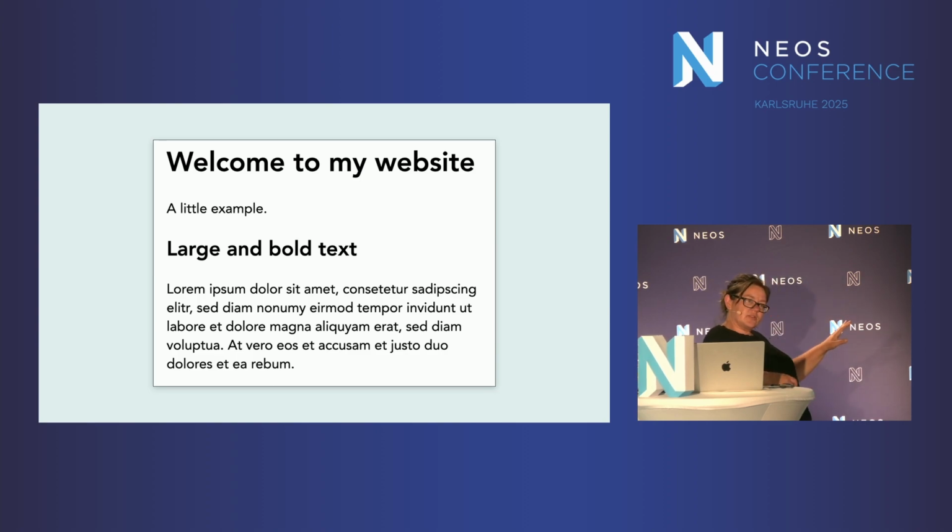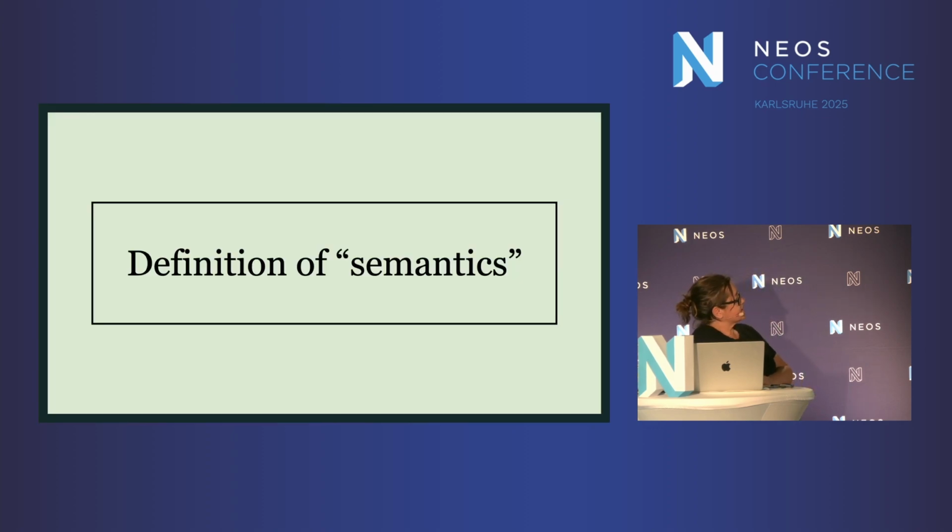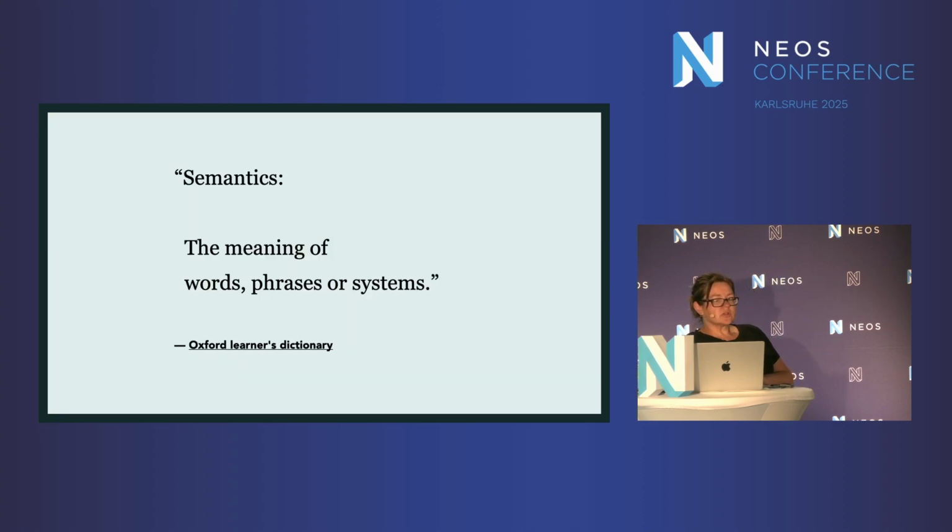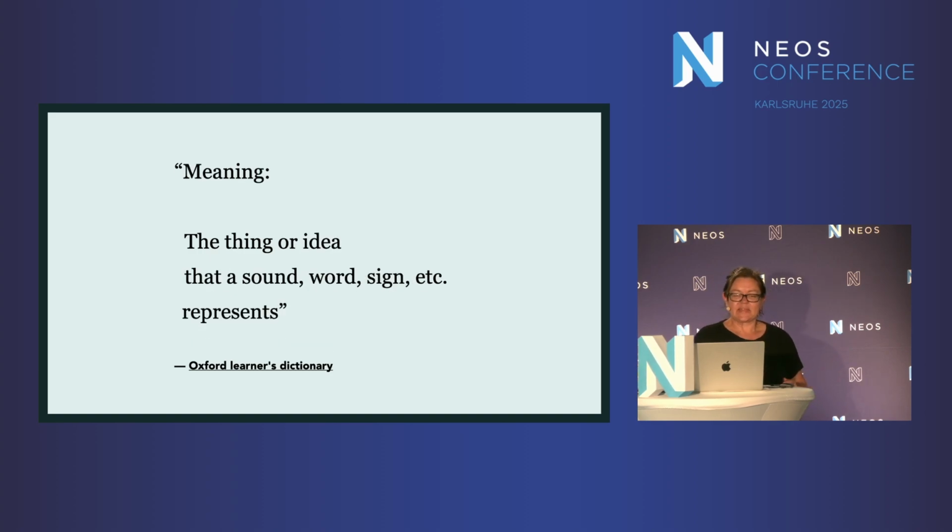Now, this is semantics in action, and now let's get to the theory, because you know I have this background in linguistics. What's the definition of semantics? A good start is usually a dictionary. The Oxford Learner's Dictionary tells us semantics, that's the meaning of words, phrases, or systems. All right, the meaning, but what's the meaning of meaning? The meaning is the thing or idea that a sound, word, or sign represents. So a word like table represents the thing with a platform and legs that connect to the ground floor.